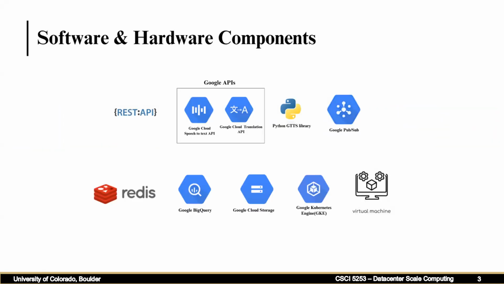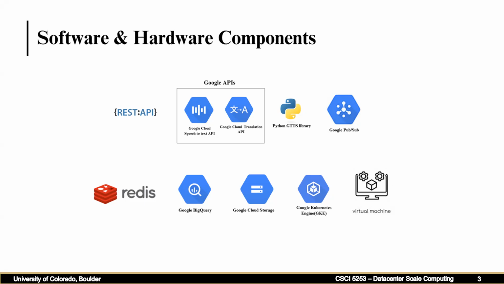Our project integrates a combination of software and hardware components to ensure efficient and scalable performance. We used Google Cloud APIs, including Speech to Text and Translation, for accurate audio to text conversion and multilingual translation, and the Python gTTS library, which powers our text to speech service for generating high quality audio outputs.